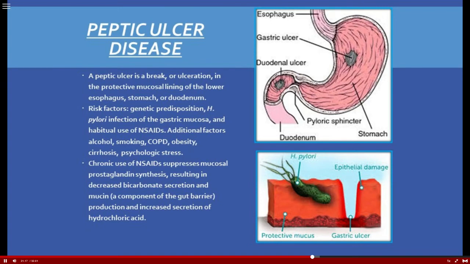So without that protection, the hydrochloric acid, which is a pH of around 2, begins to erode the stomach, that gastric lining. And so if that's eroded, and you can see here on the slide, see that little H. pylori, see how it's going to burrow in there because there's no more protection. So it just burrows in there and sets up shop.